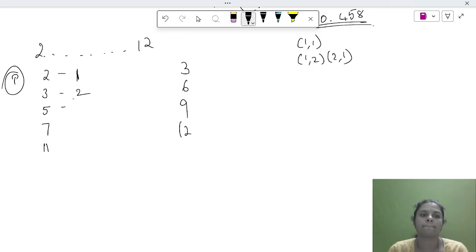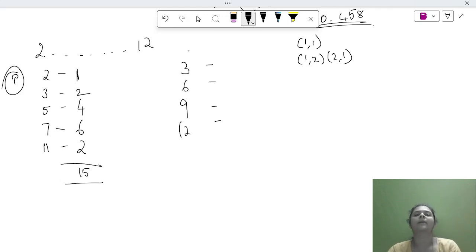1, 4, 4, 1, 2, 3, 3, 2. That's all, correct? So, 4 outcomes. Getting a total of 7: 1, 6, 6, 1, 2, 5, 5, 2, 3, 4, 4, 3. So, totally 6 outcomes. And getting a total of 11: 6, 5, 5, 6, 2 outcomes. So totally 1 plus 2 is 3, plus 4 is 7, plus 6 is 13, plus 2 is 15 outcomes of prime numbers.